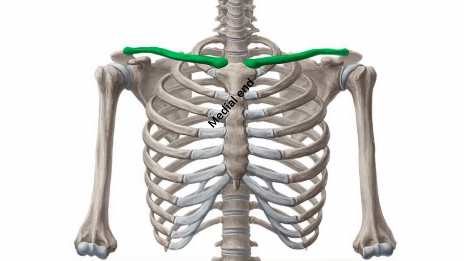This simply means that the medial end of this clavicle articulates with the sternum to form the sternoclavicular joint, from the word sternum, and clavicular from the word clavicle. Finally, the margins of the subclavian groove give attachment to the clavipectoral fascia.